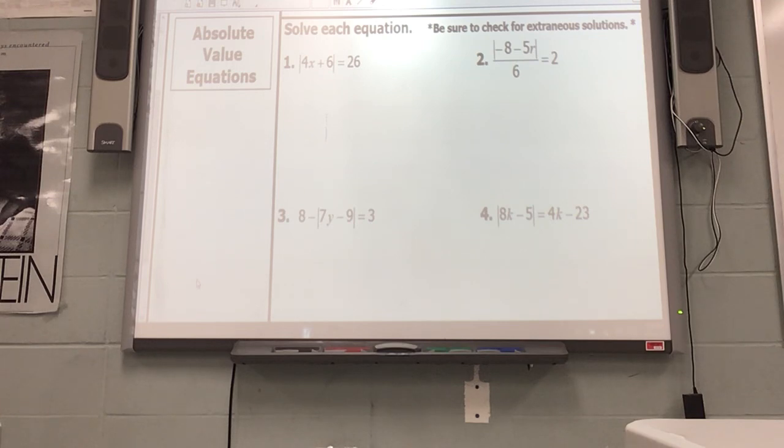Now write your 2 equations. No, don't erase, that's one of them. Keep going. That 8 out front, it's not being multiplied, so you're not gonna divide. It just says 8 minus, so you just need to get rid of it, so you're gonna subtract it to start with.